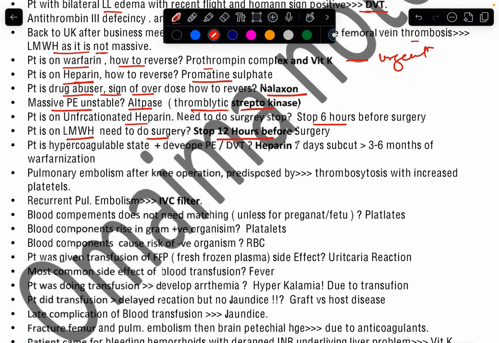Patient is hypercoagulable and develops pulmonary embolism, DVT: heparin, 7 days subcutaneously, warfarin for 3 to 6 months. Warfarinization. Pulmonary embolism after knee operation, predisposed by thrombocytosis, increased platelets, Virchow's triad. Hypercoagulability. Recurrent pulmonary embolism, IVC filter.